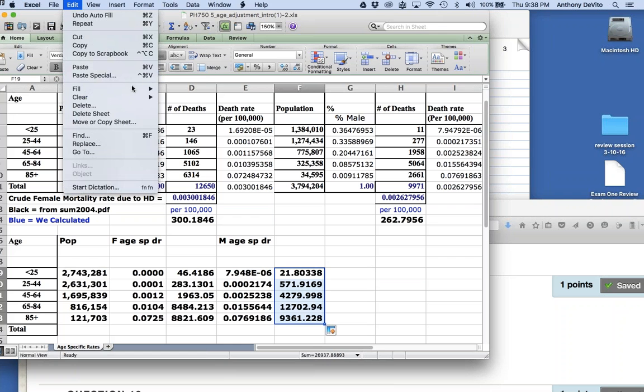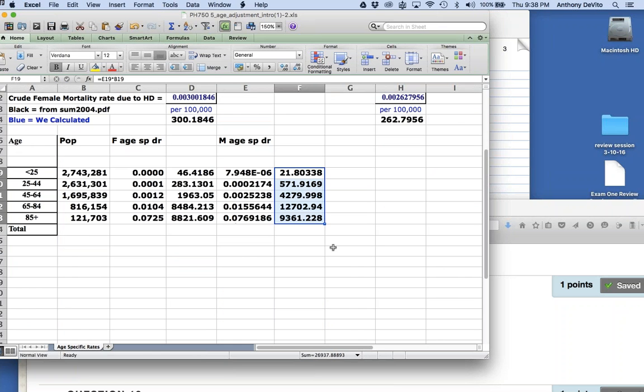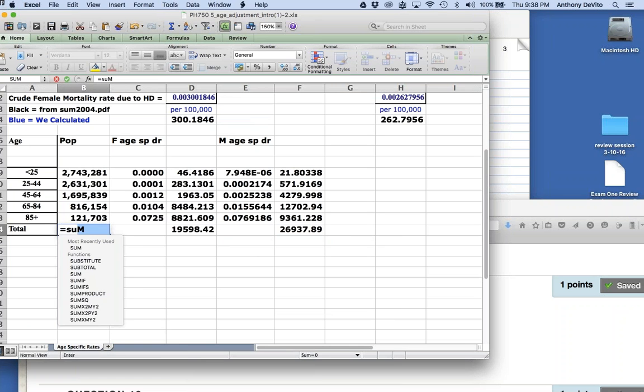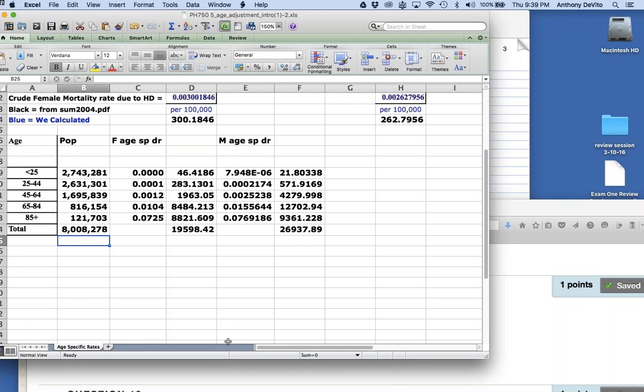Edit, fill down. Okay, so if it's applied to the same population, how many would be dying now? How many women would be dying? Well, the sum is that many. How many men would be dying? And the sum is, okay, that. So let's see what the total population is. The total population of New York at that time was, okay, just about 8 million.